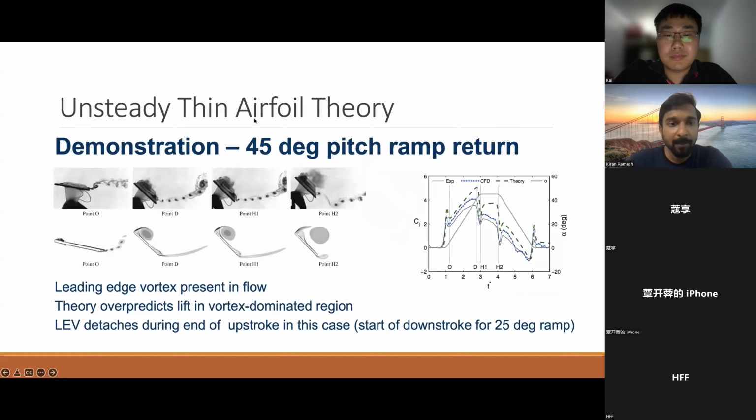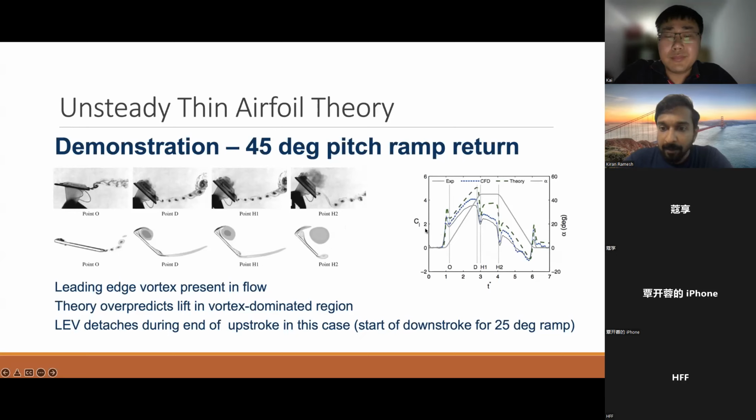So here's a demonstration of how this method works. What we are looking at here is a 45 degrees pitch ramp return motion. Over here, we have some experimental data for this case. So we can see that we have an airfoil starting off at 0 degrees angle of attack. It pitches all the way up to 45 degrees and stays there for a while and then comes back down to 0 degrees angle of attack.